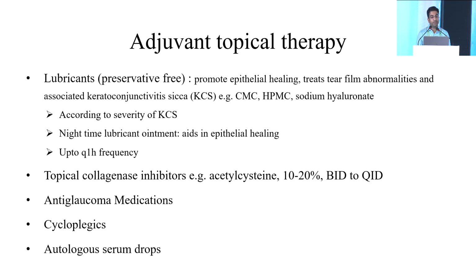Next, adjuvant therapy would be lubricants. As I said, copious lubricants should be given, which are preservative-free. And next would be topical collagen inhibitors like acetylcysteine, 10 to 20% QID dose can be given to inhibit the collagen lysis and prevent further inflammation. And anti-glaucoma medications, because often these eyes have inflammation and cause the IOP rise. So it should be treated with anti-glaucoma medications to prevent perforation. And cycloplegics for symptomatic relief, and autologous serum drops can be used in case of severe epithelial defect. It enhances the healing of epithelium.